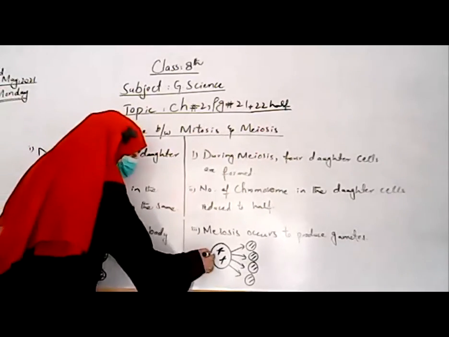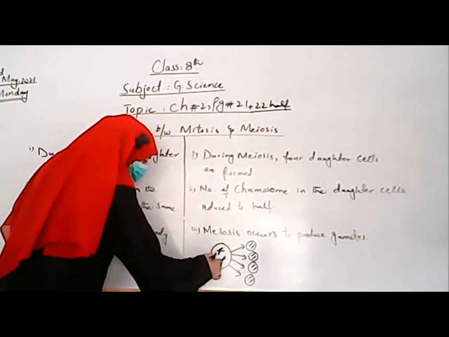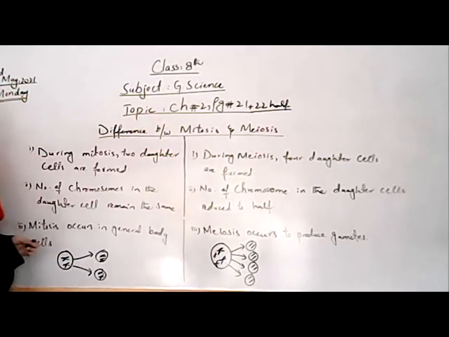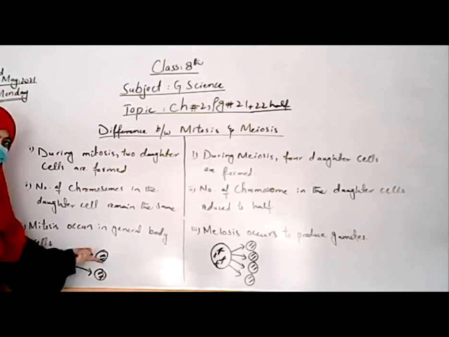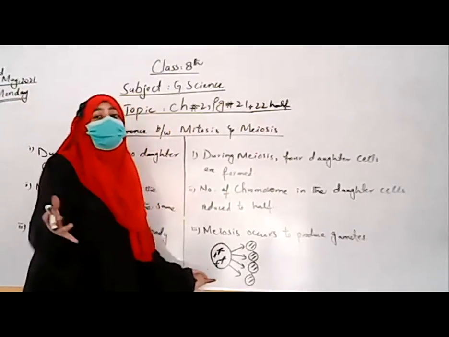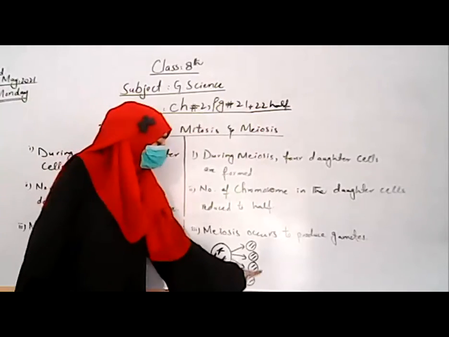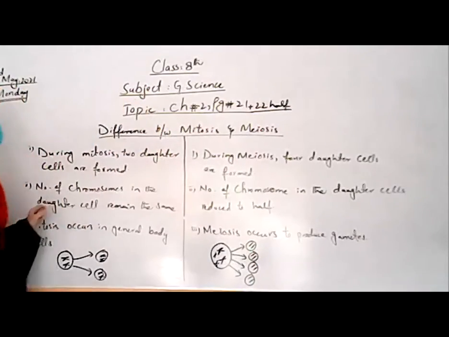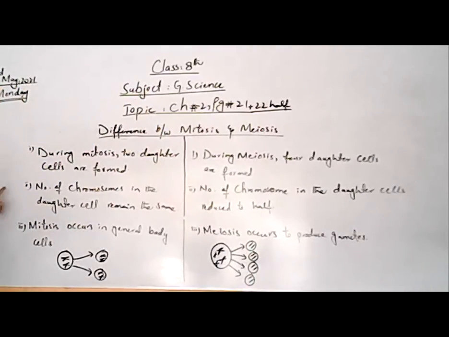Because here 2 divisions occur, so in mitosis one parent cell divides and forms 2 daughter cells. In meiosis, one parent cell divides 2 times and it forms 4 daughter cells. The next point is that the number of chromosomes in the daughter cell remains the same as the parent cell, and it has the same number of chromosomes.